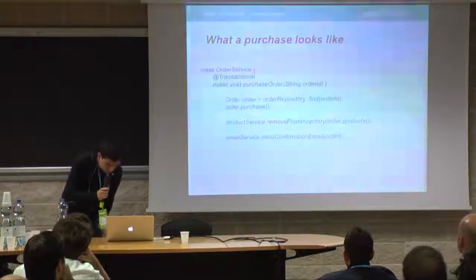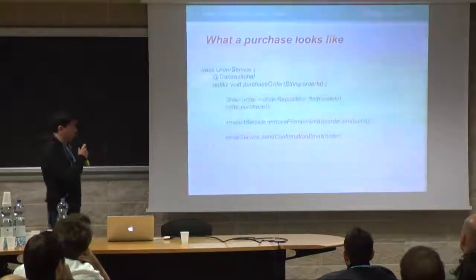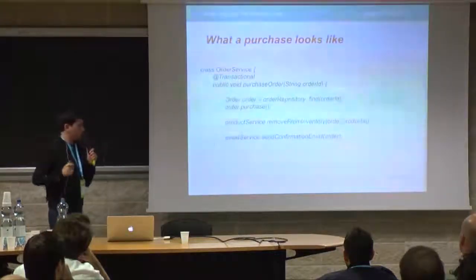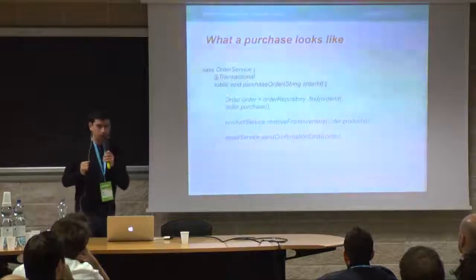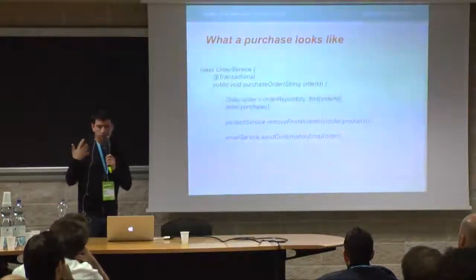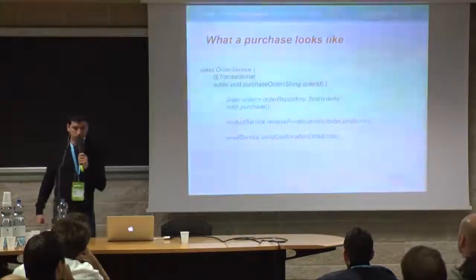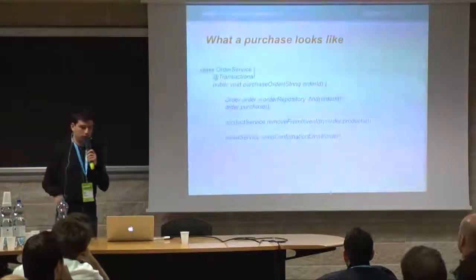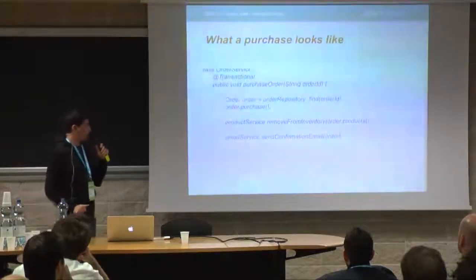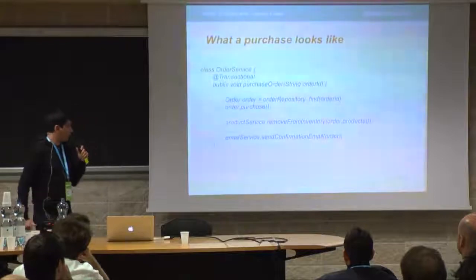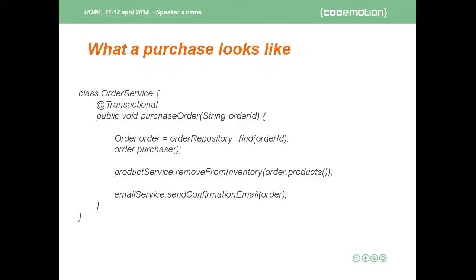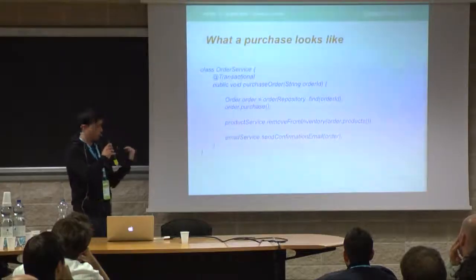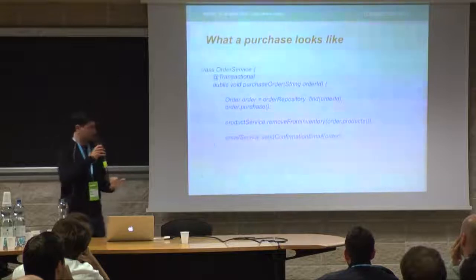Now, what a purchase looks like. Imagine the user has selected a couple of items. Then he wants to purchase those items. You're going to have an order object that is going to be already compiled, so we won't show that part. So you just get the order object. You call purchase on the order object.